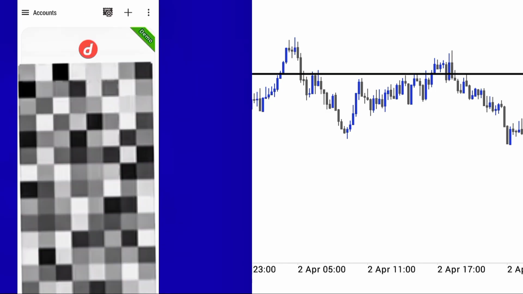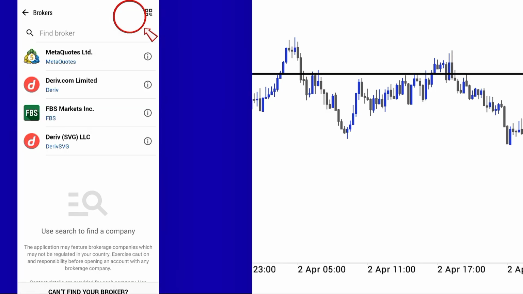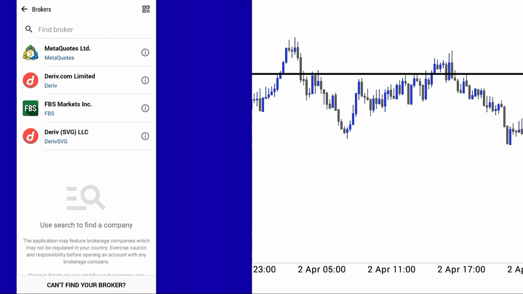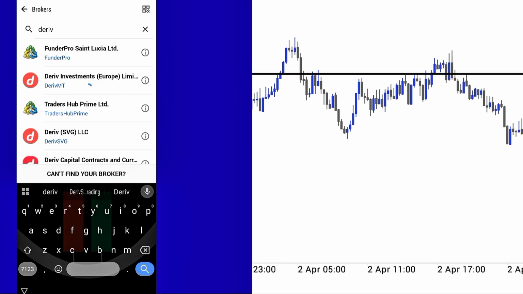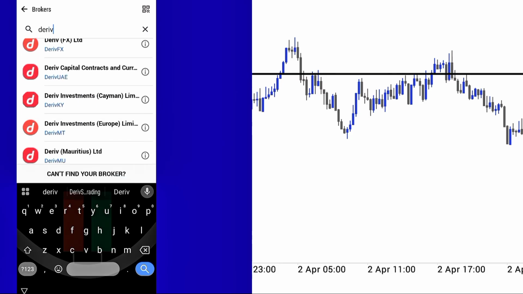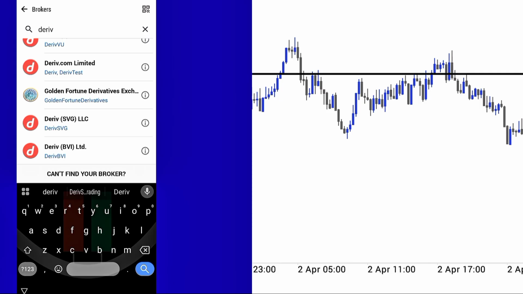The next step is to come down here and click on this plus button. When you've clicked on this plus button, you can choose the name that you see on your Deriv account details, the account details that you will get on your Deriv account. If the name is not appearing here, you can search it. Just put Deriv there, search Deriv there, and you will see a lot of Deriv servers.